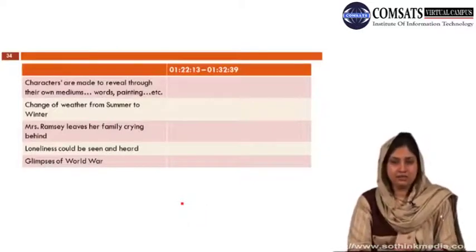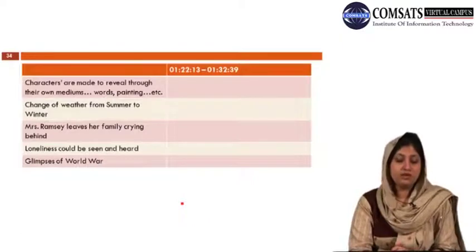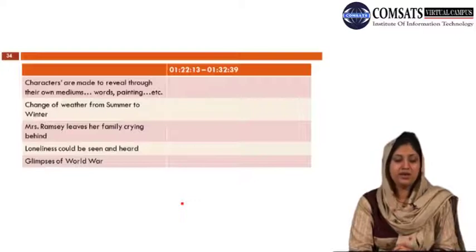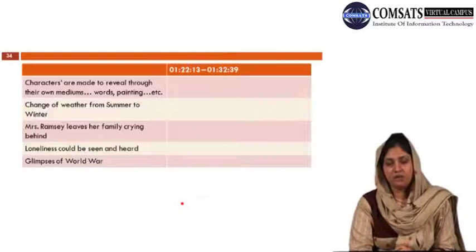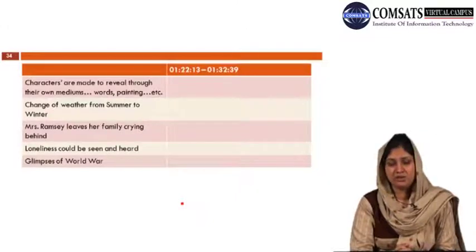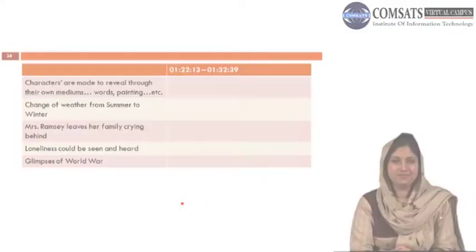And almost the climax scene picked from the novel will help you finish up with the story, where you will find the glimpses of the World War and how the loneliness could be seen and heard, and Mrs. Ramsay leaves her family crying behind, finishing up with her idea of cherishable existence in a way that she could collect out of her time. And the change of weather from summer to winter, everything gets cold, everything gets finished. Let's have this watch.